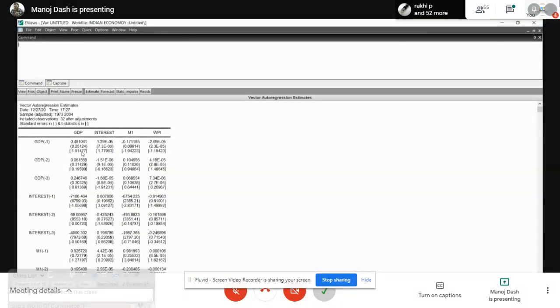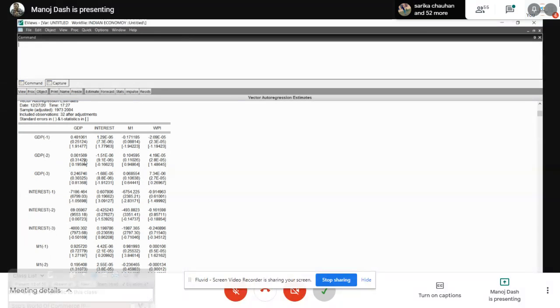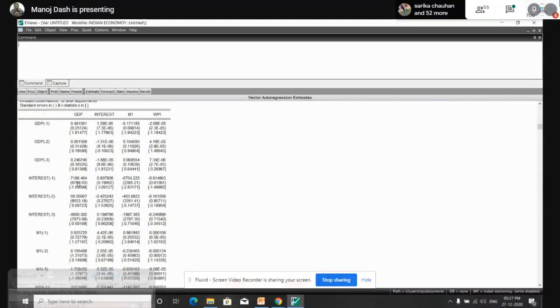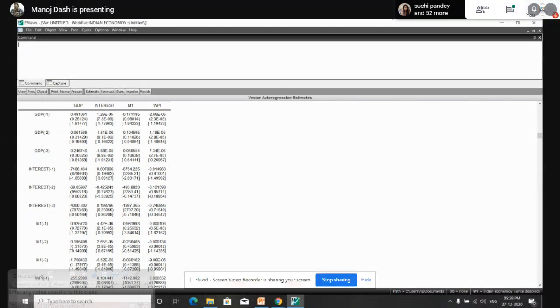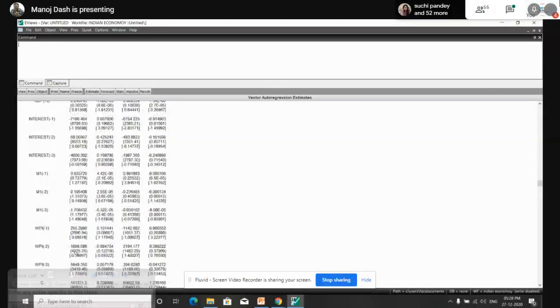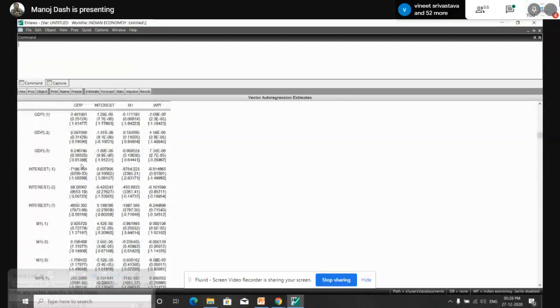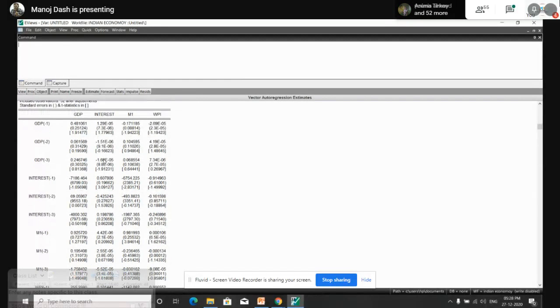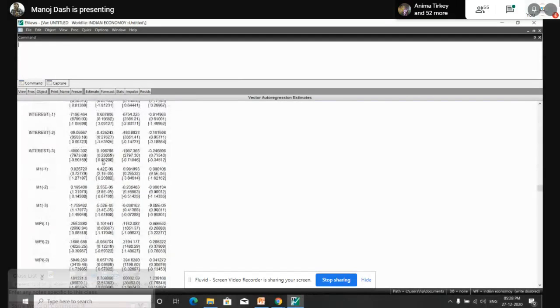Where is it greater than 2? Tell me. GDP is not coming significant. Interest rate is also not significant. Money supply also not. Is it coming? No, it is not coming. When you focus on GDP, its own lag or 3 lags or interest or money supply do not have any impact. Clear? What about interest? Similarly, the result will drop. Okay?